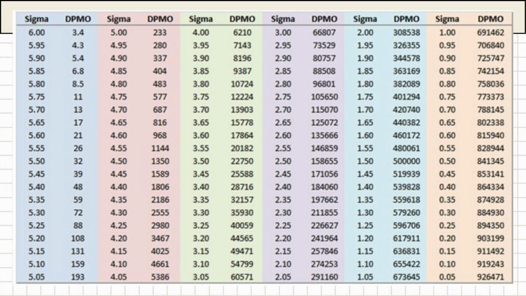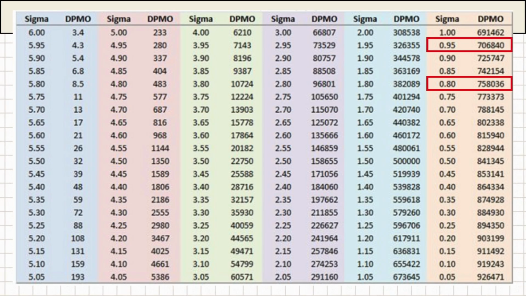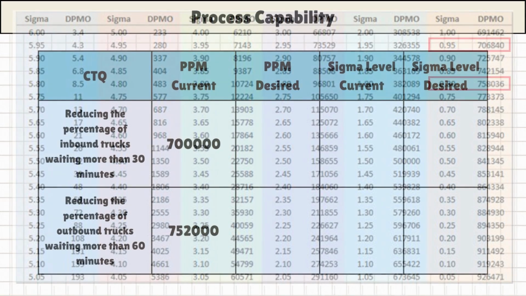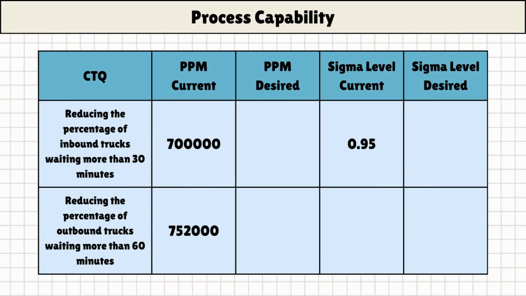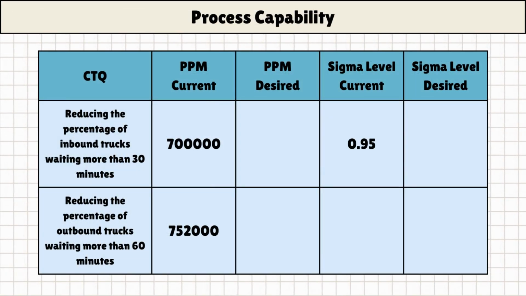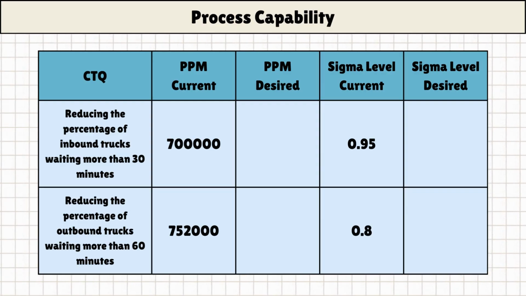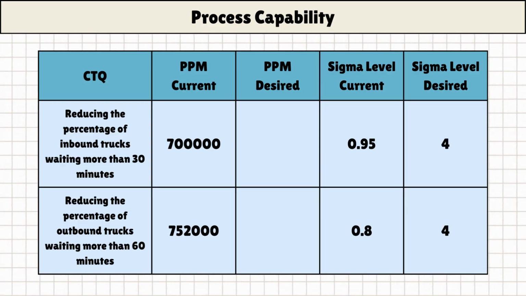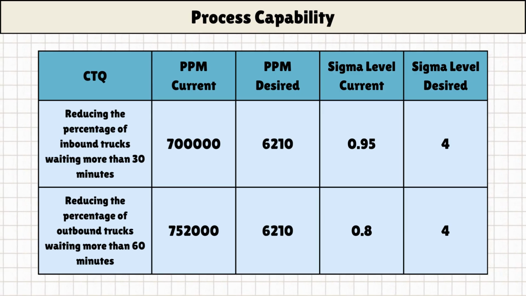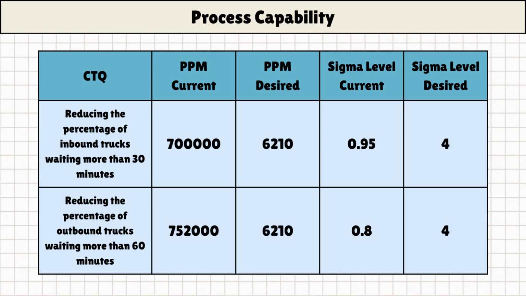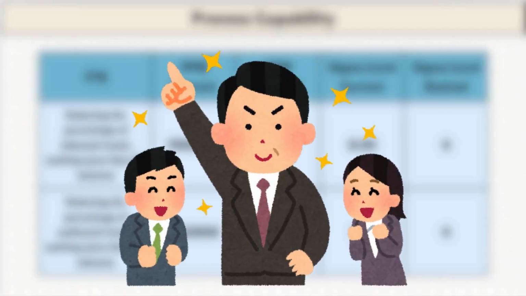Now using a DPMO table, we determine our current sigma level for both inbound and outbound trucks. Thus, the inbound process is working at 0.95 sigma level and the outbound process at 0.8 sigma level. To reach a target sigma level of 4, our PPM must be 6210 for both, ensuring 99.38% defect-free operations. With this, our measure phase is complete.